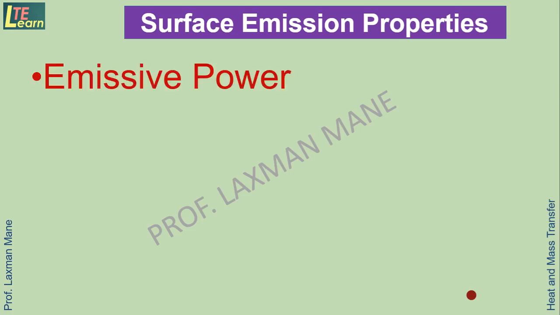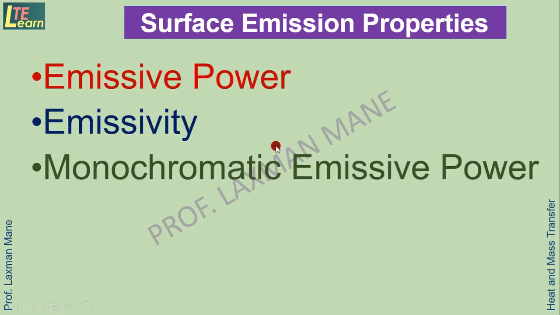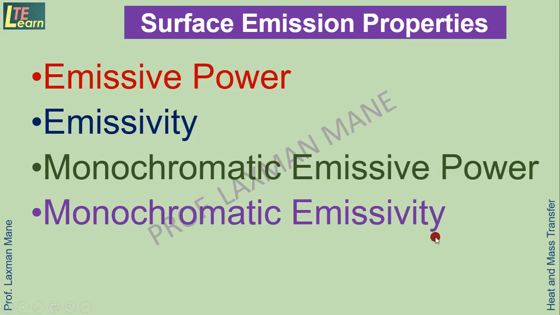So here are some properties that we are going to discuss. First is emissive power. Second is emissivity, then monochromatic emissive power, monochromatic emissivity and radiosity.